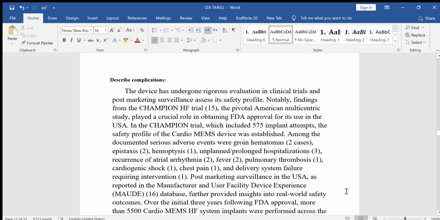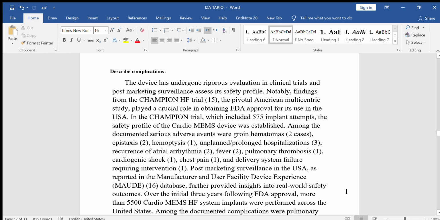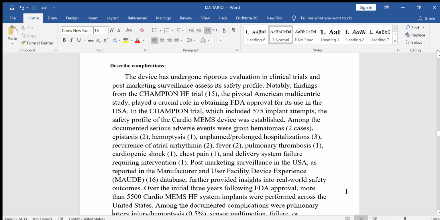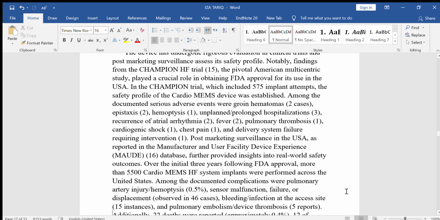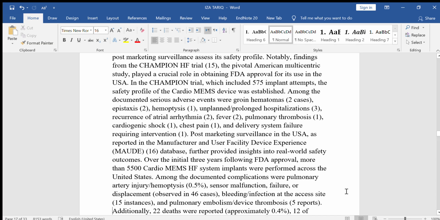More than 5,500 CardioMEMS heart failure implants were performed across the United States. It means in the USA, 5,500 CardioMEMS devices were used in heart failure. Among the documented complications were pulmonary artery injury, hemoptysis, sensor malfunction, failure of deployment, bleeding, infection at the access sites, and pulmonary embolism or device thrombosis.